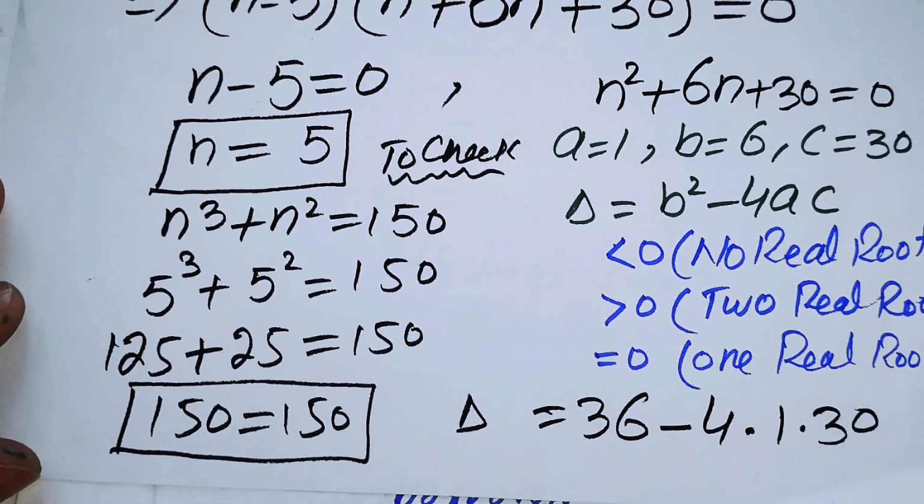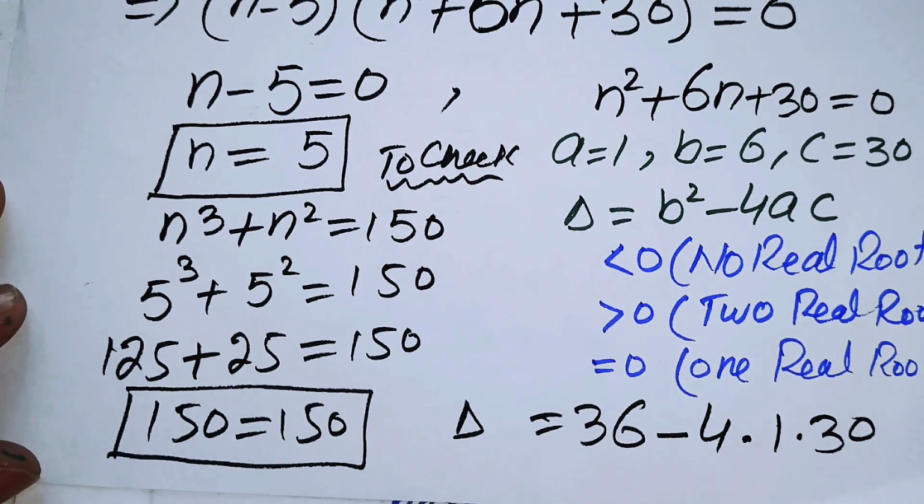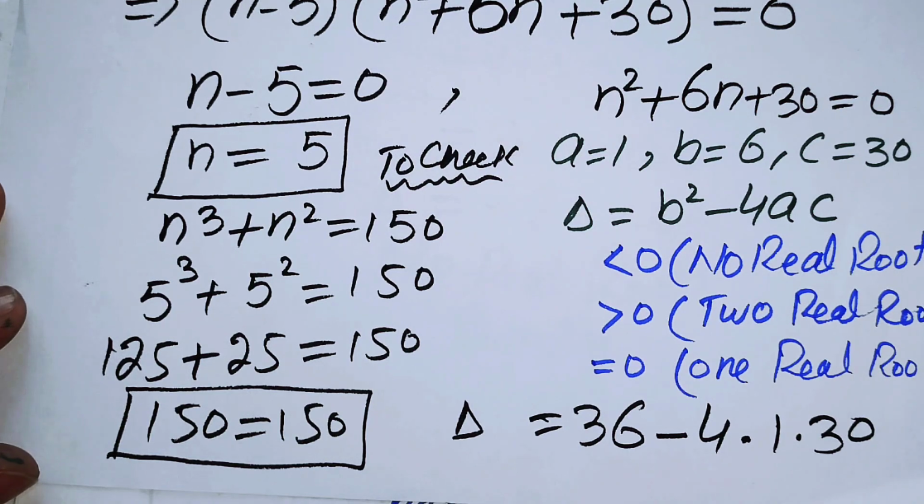150. So this shows that n is equal to 5 is the only solution of the given question or given equation, and this is our final answer.